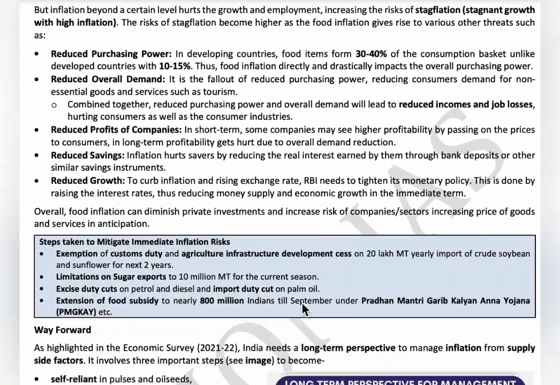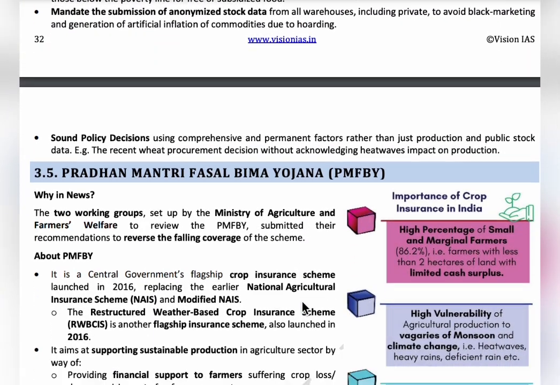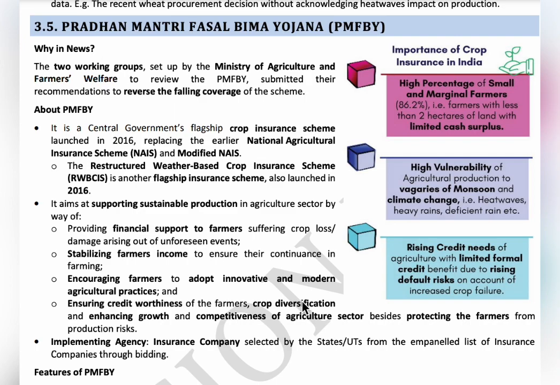The next topic is Pradhan Mantri Fasal Bima Yojana. It is a crop insurance scheme which provides financial support to farmers suffering crop losses and encourages farmers to adopt innovative and modern agricultural practices, etc. It provides the crop insurance through the insurance company selected by the states or union territories.